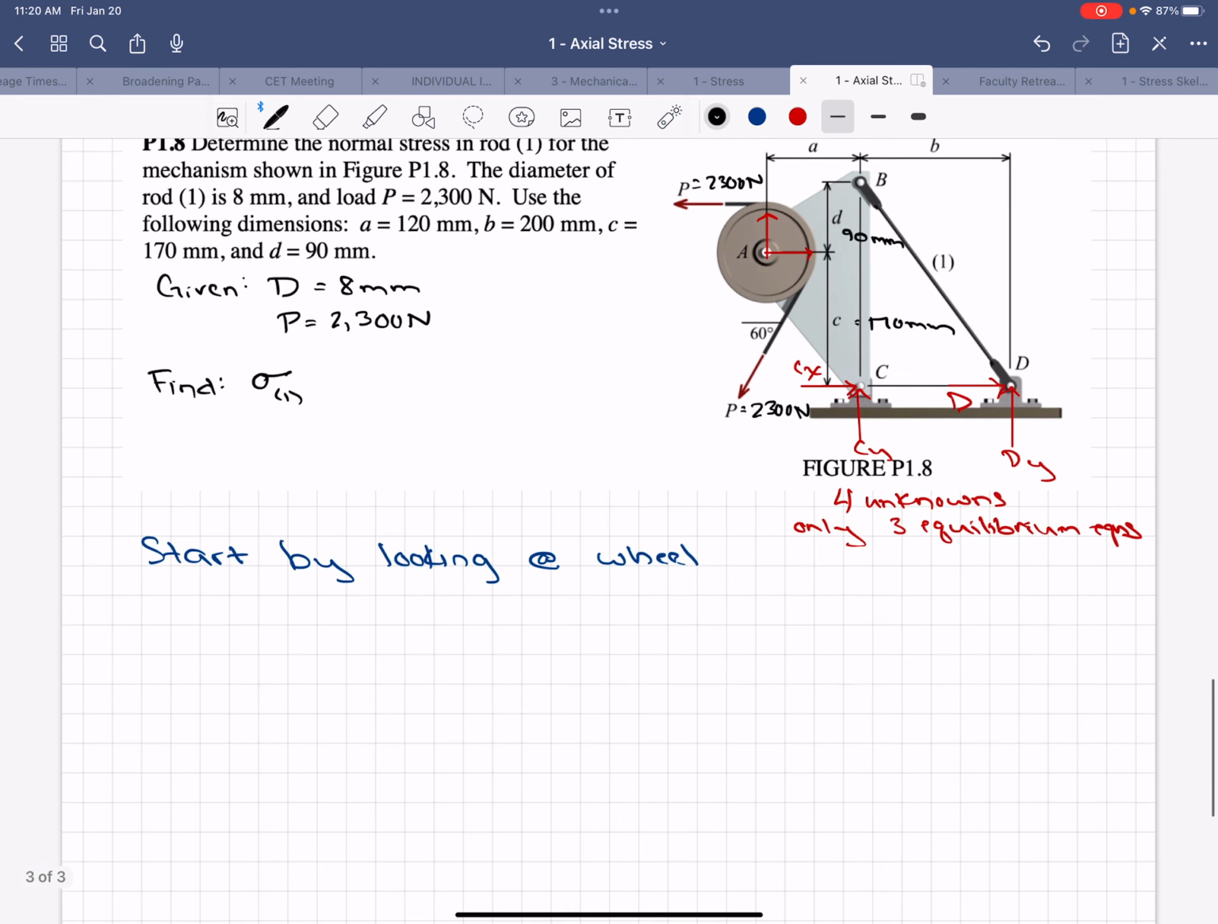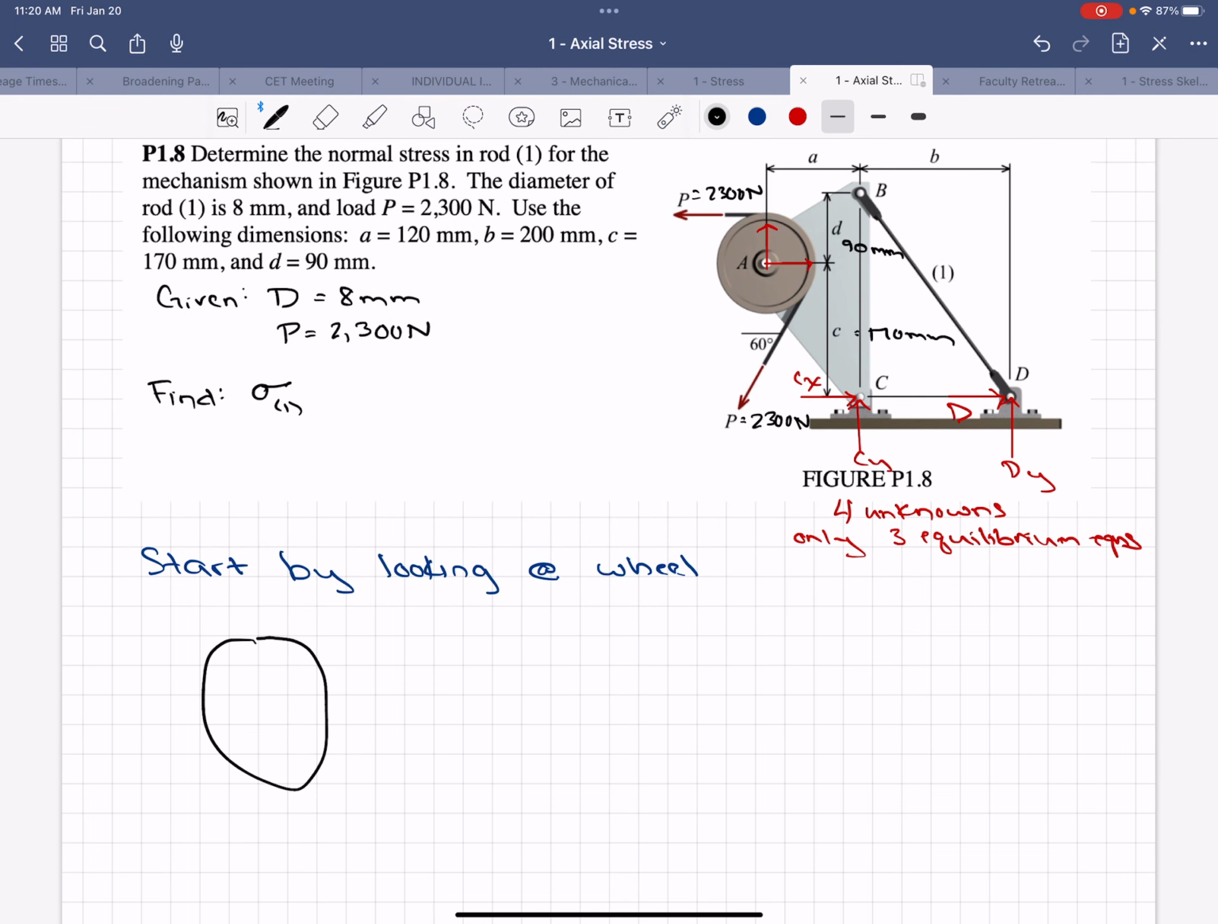we'll have a circle, and we'll have this P force coming out at 60 degrees, and P equals 2,300 newtons. And then we have a P force coming out horizontally, which is also 2,300 newtons. And then right in the center at that pin, we have a reaction in the X direction, AX, and a reaction in the Y direction, AY.